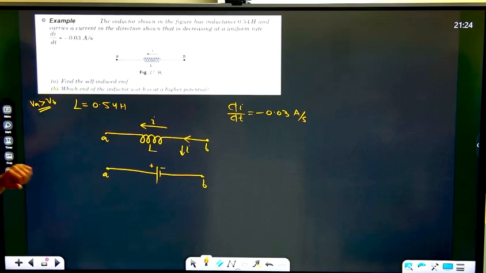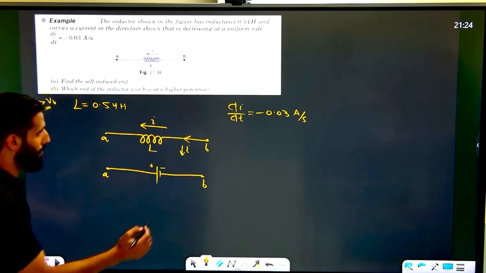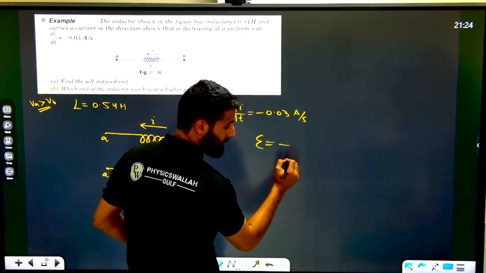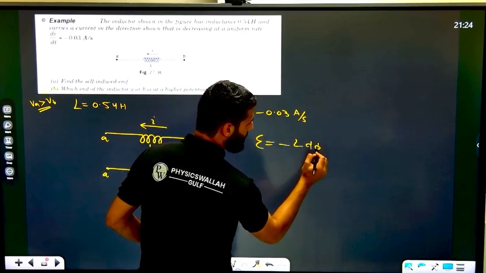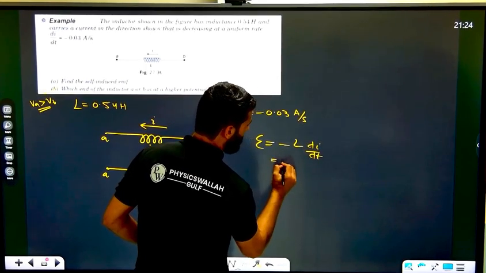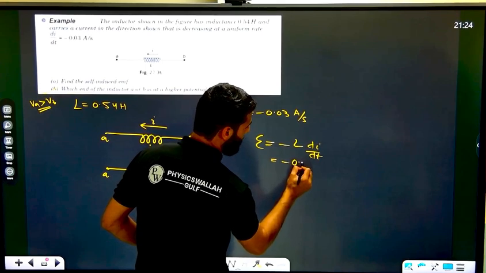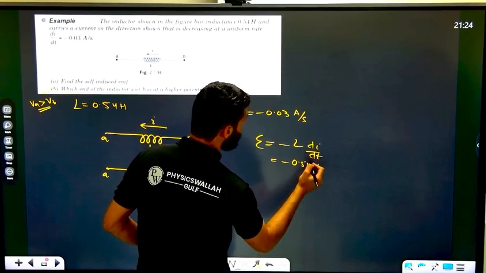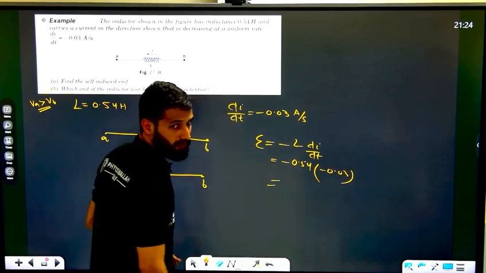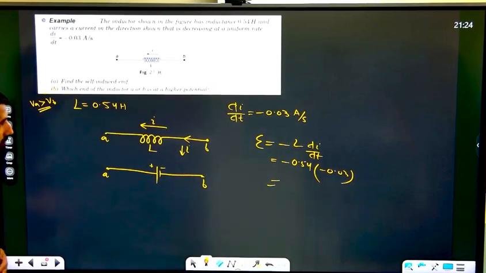Find the self-induced EMF. Is the self-induced EMF easy to write? Yes. How? E is equal to minus L di by dt. So minus L, what is L? 0.54, that's also correct, and di by dt is minus 0.03. How much is the EMF induced? 164. Next question I will show you.